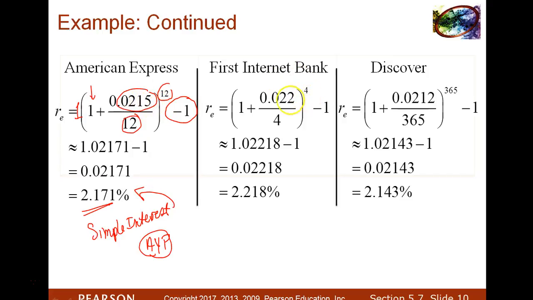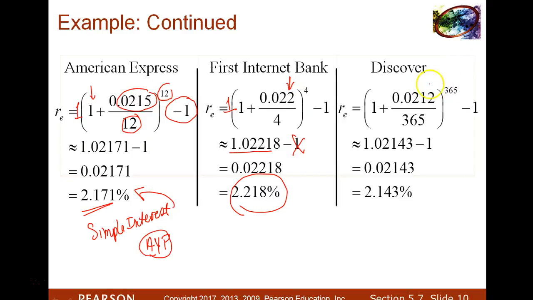First Internet Bank said it would be even a little bit better, 2.2 compounded quarterly. So we're only going to go 4 times a year, but they're giving you a higher rate. Does that work out better? Yes, because if I put $1 in here, at the end of the year, I'd have $1.02 and then a little bit more. Take my dollar back out, their effective rate is 2.218. So much higher than the 2.171, although it doesn't look that much higher in your interest.